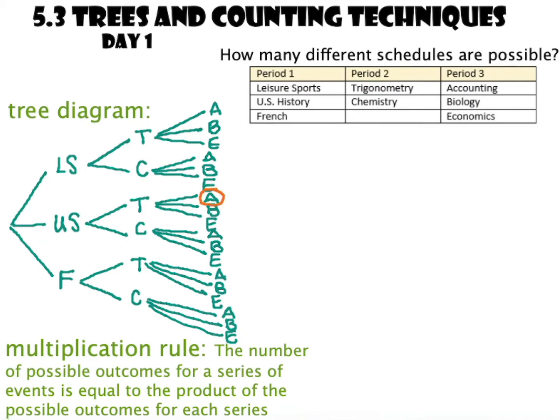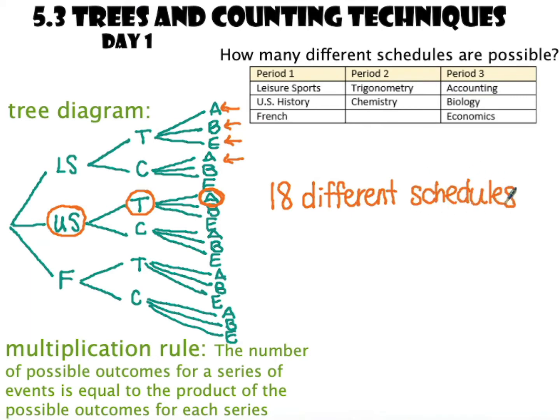So, for example, if we looked at this A right here, that would stand for the event of choosing U.S. history for first period, then trig for second period, and accounting for third period. And so if we wanted to count how many different schedules there were, we could just count how many different final branches there were in the tree. And it comes out to 18 different schedules.